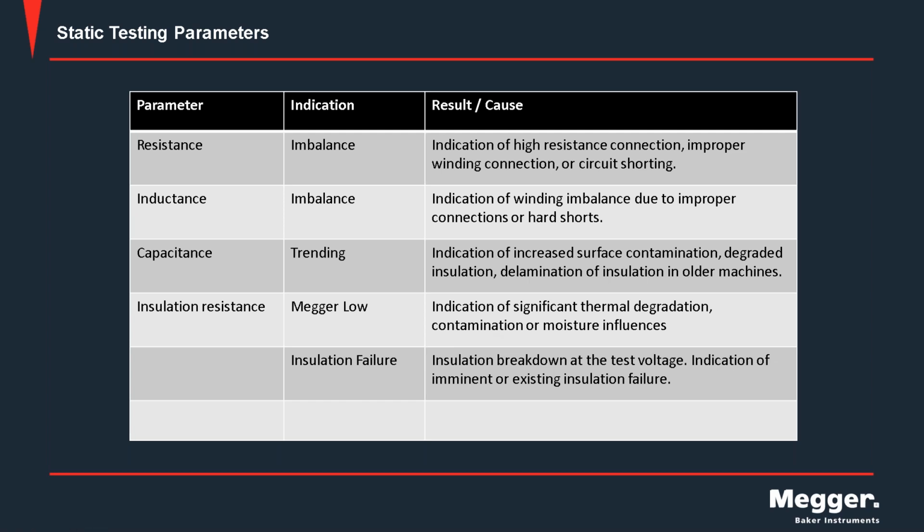Of course, insulation resistance, where we're looking for low MEGGER readings that might be indicative of some kind of degraded insulation, but more likely the presence of contamination and moisture in a lot more cases. And that could include not only the motor, but also the cables. Always important to keep that in mind.